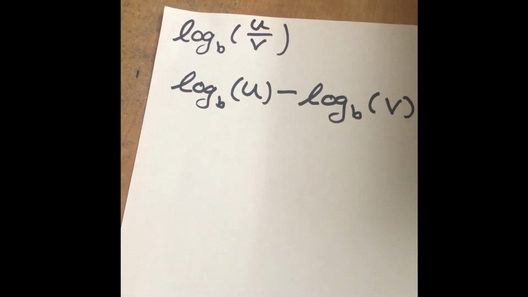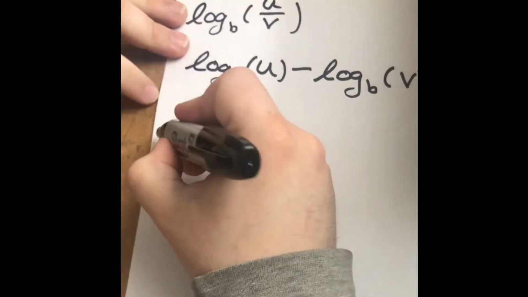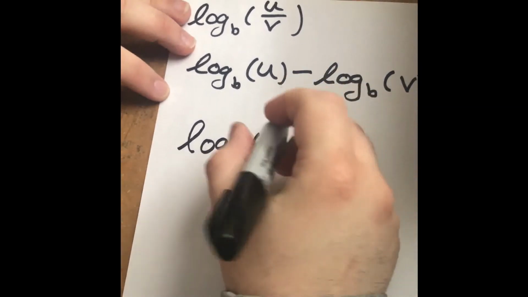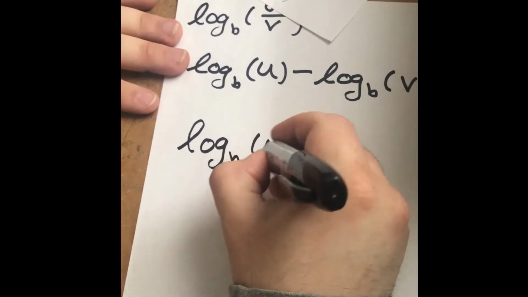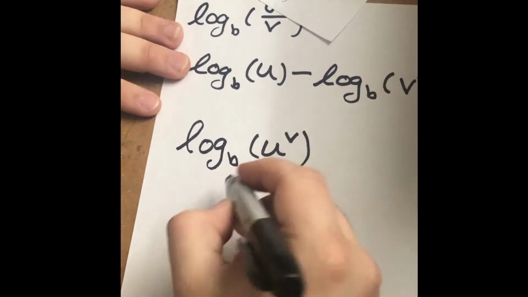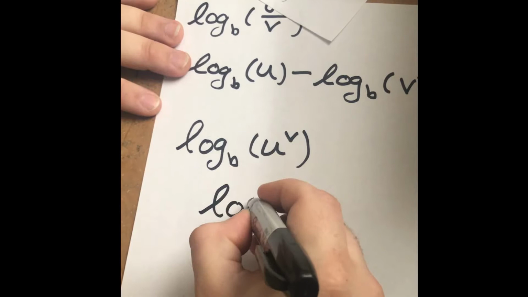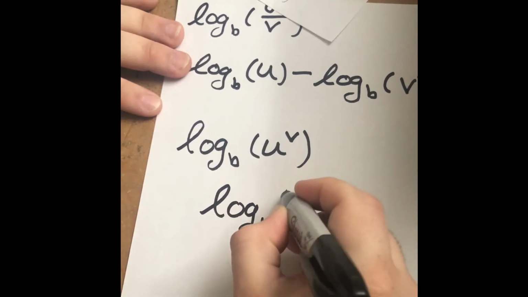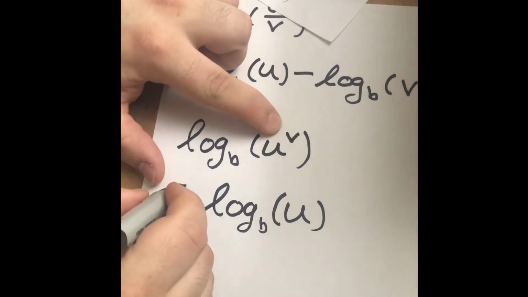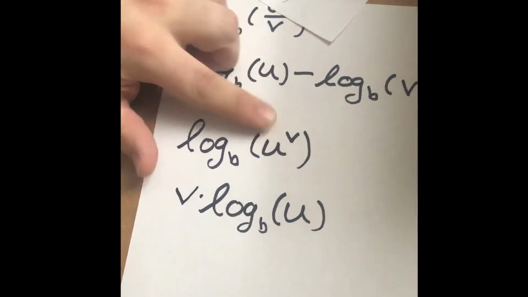And then the third property that we're going to look at is if you have a logarithm where you are raising something to a certain power, right? That comes out as, right? So you take the power and that ends up multiplying the whole expression.